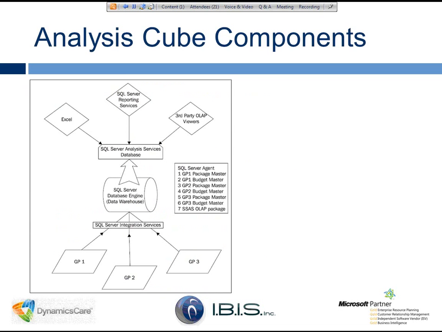So, let's talk a little bit about analysis cube components. What I hope is not a confusing graph kind of gives you at least a better picture of what analysis cube components consist of. So aside from GP company databases, which you could have multiple, and OLAP viewers, which in this case, remember, OLAP is online analytical processing, is going to be Excel. Analysis cubes are comprised of 4 different elements.